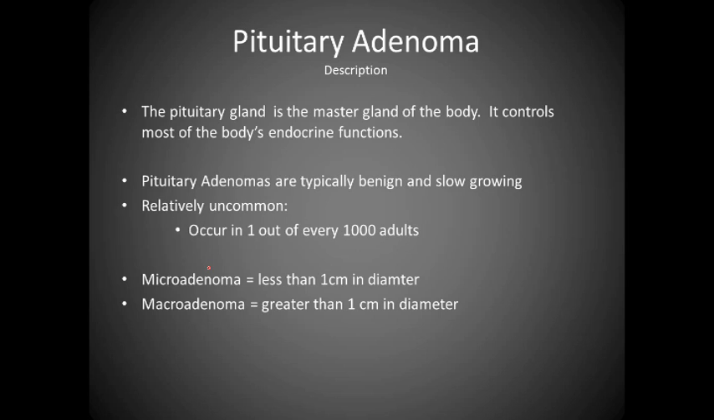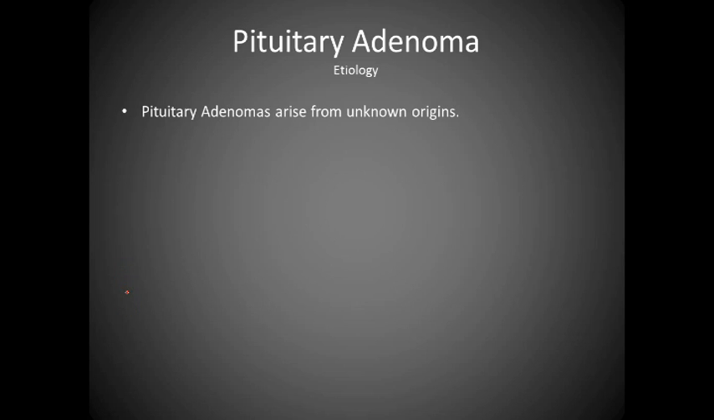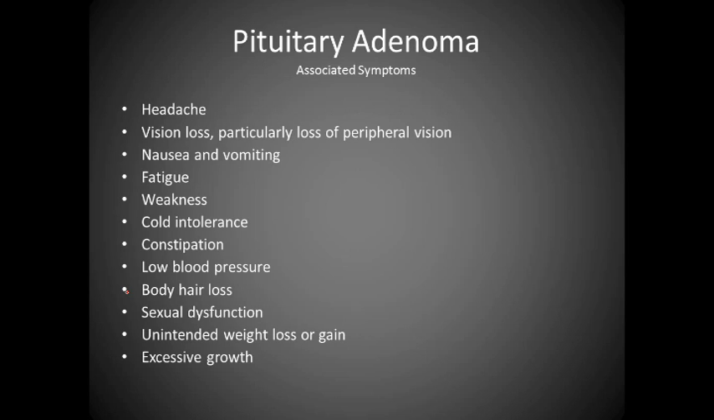Microadenomas are less than 1 centimeter in diameter, whereas macroadenomas are greater than 1 centimeter in diameter. So definitely know these, put a star beside it. The difference between micro and macro adenomas. Pituitary adenomas arise from unknown origins, and we don't really know what causes pituitary adenomas.